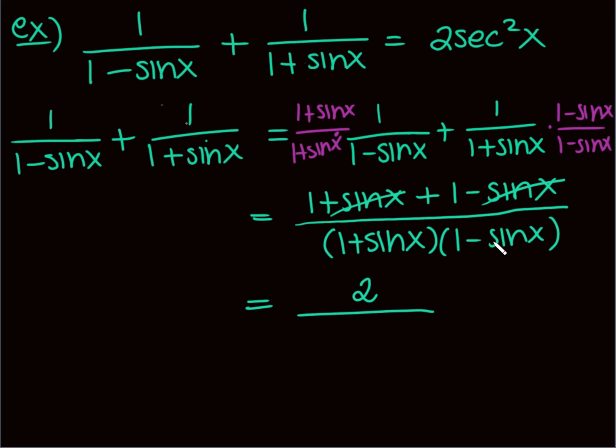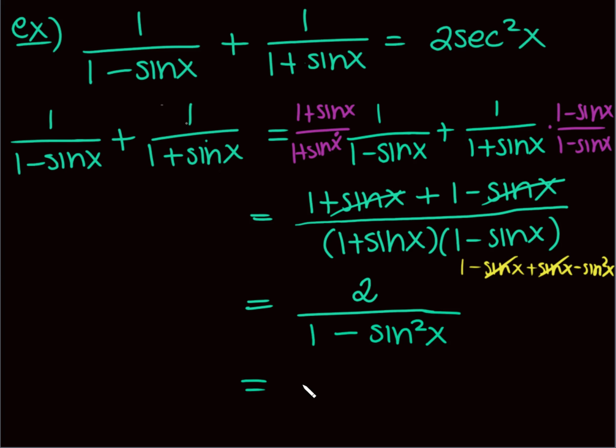Notice the denominator is a difference of squares. So if I FOIL this out, I get 1 minus sine x plus sine x minus sine squared of x. So my sines cancel. Remember, in a difference of squares, those middle terms cancel. So I get 2 over 1 minus sine squared x.